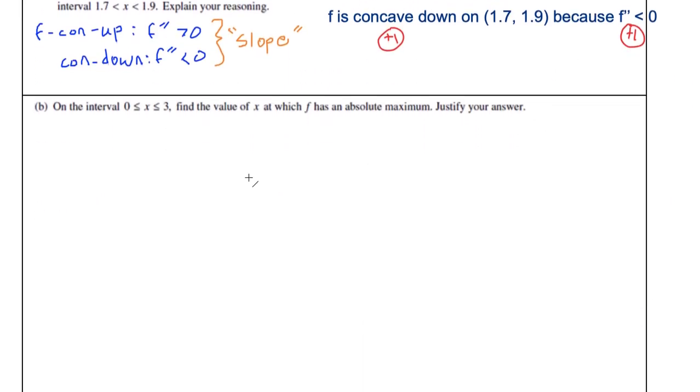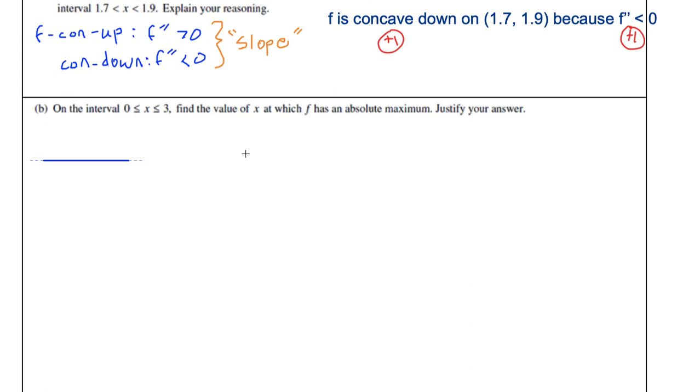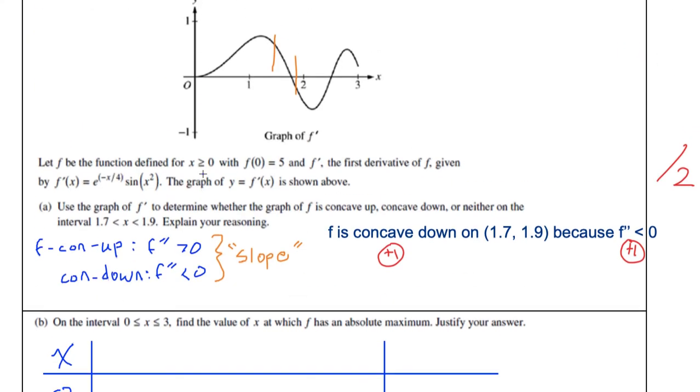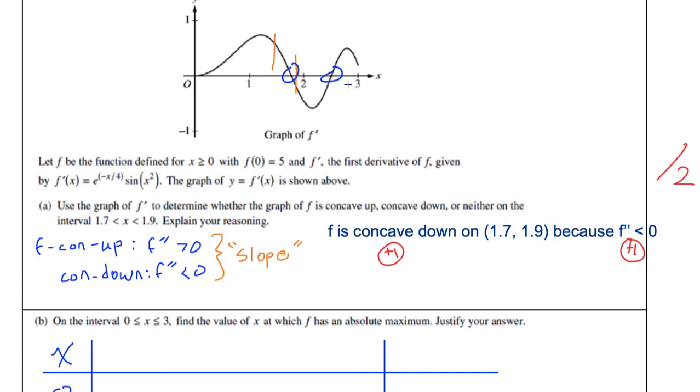So, part B. We're trying to find the absolute maximum, and that's a table. So, table, boom, boom, and boom. Onomatopoeia there. All right, so we got some x coordinates. We need a start, 0. We need an end, 3. We need all relative extrema, and that's where it crosses through the x-axis, but we can exclude some of these, yeah? Because we're looking for a maximum.